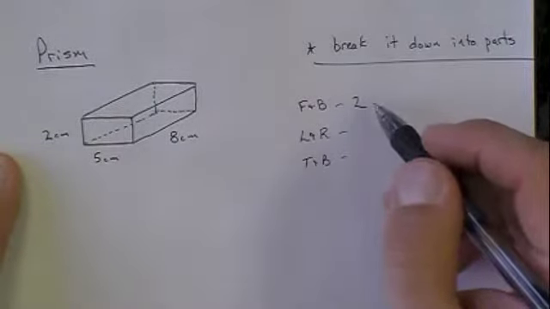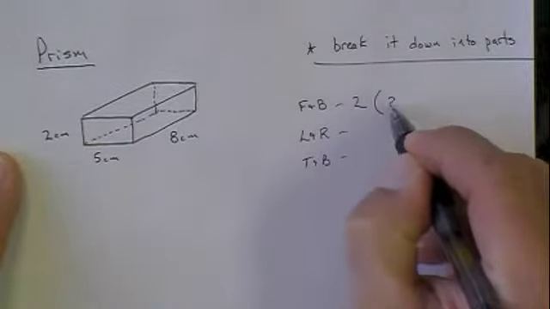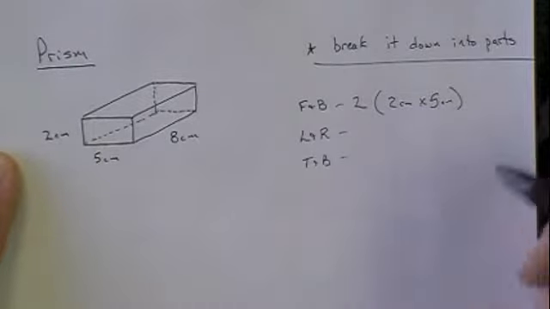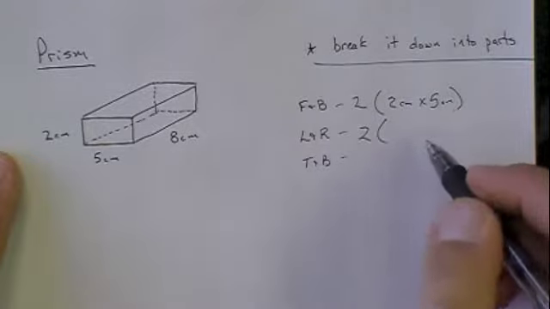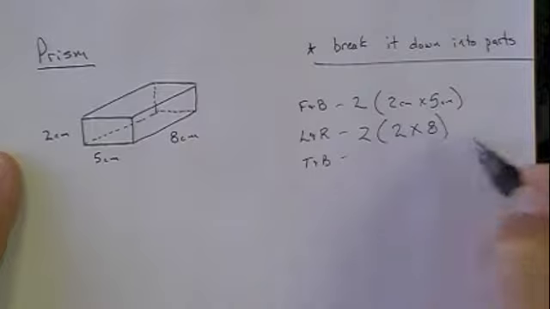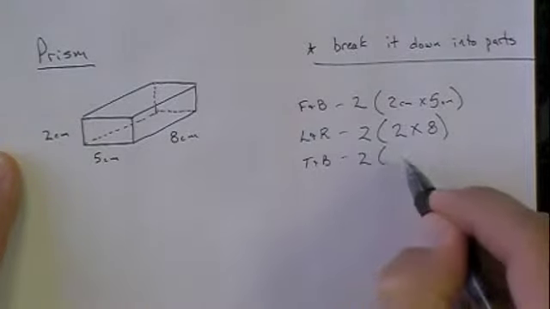The front and the back are both 2 centimeters by 5 centimeters. We also have the left side and the right side, which are the same. They're both 2 by 8. And then we have the top and the bottom, which are both 5 by 8.